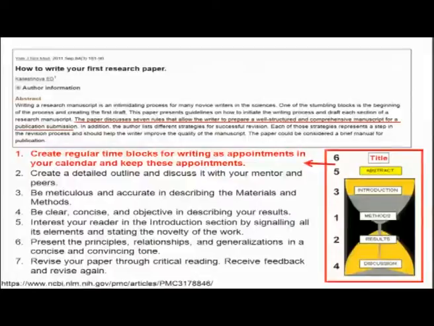That's why the first bullet of the paper is very important. That is, create regular time blocks for writing as appointments in your calendar and keep these appointments. You should give yourself 1 week for revision. Therefore, you have completed your draft, and you know that in 7 days you go through it at least 7 times to revise your manuscript. And I have the deadline. The deadline is that I have to give it to my mentor, my supervisor. He has got 3 weeks, and he will submit, right?